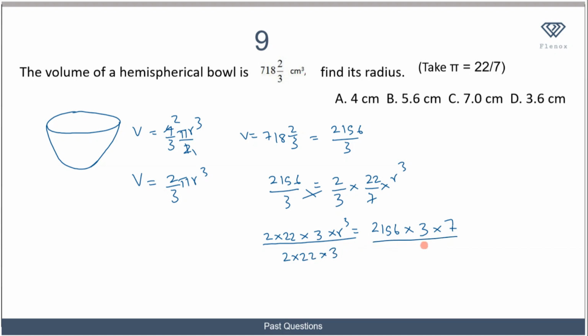If I divide this side by 2 times 22 times 3, this cancels this, I'm left with what? And 3 cancels 3, I'm left with r cubed. And when you punch this into your calculator, you get 343. So r will just be equal to what? The cubic root of 343, and that gives you 7 centimeters. So the radius of this hemispherical bowl is 7 centimeters.